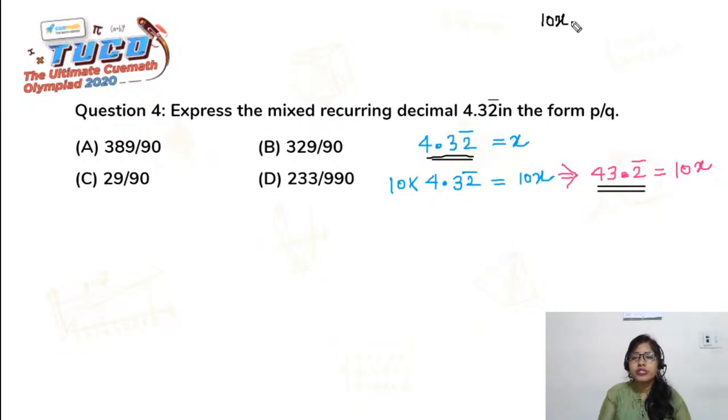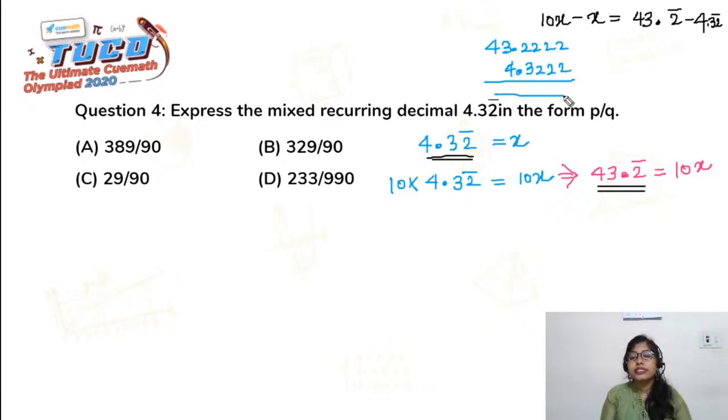I meant to say if you subtract this and this, 10x minus x, which is 43.2 bar minus 4.32 bar. So we know that 43.2 bar is nothing but 43.2222 and so on, and 4.32 bar is 4.3222. So you still end up getting some decimal number after the point, right? And I am trying to get a 0 in the decimal part. I do not want any decimal part. I just want a whole number.